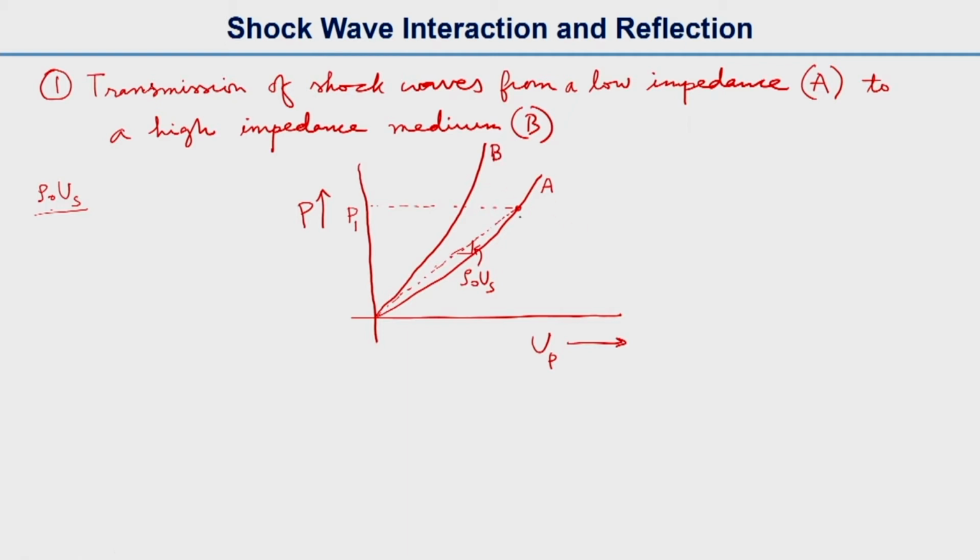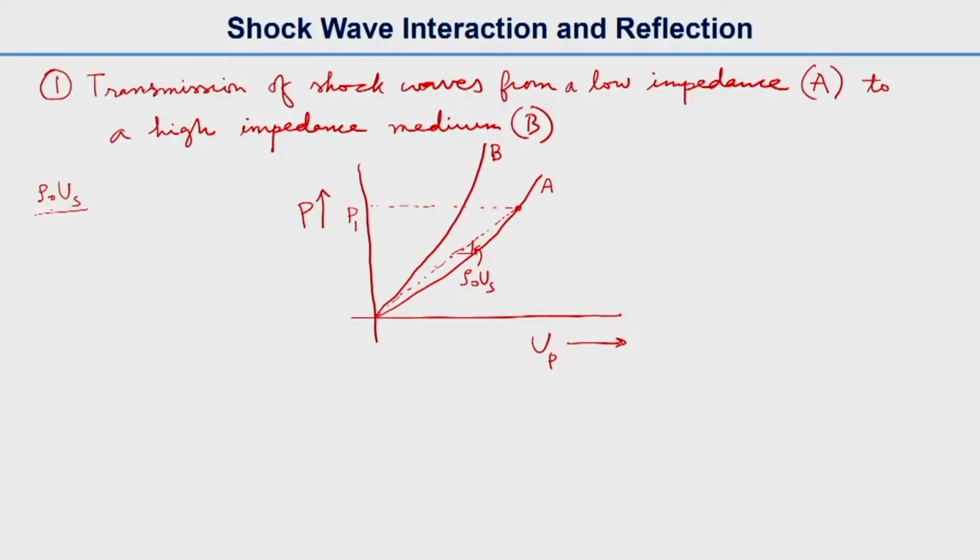Now we will draw the reflected wave. That should be a mirror image of the curve A, because the reflected wave will follow the opposite path. That means the variation of pressure and particle velocity will be a kind of mirror image of what we got for the curve A. We will draw the curve like this, although it's not perfect, I hope you can understand.